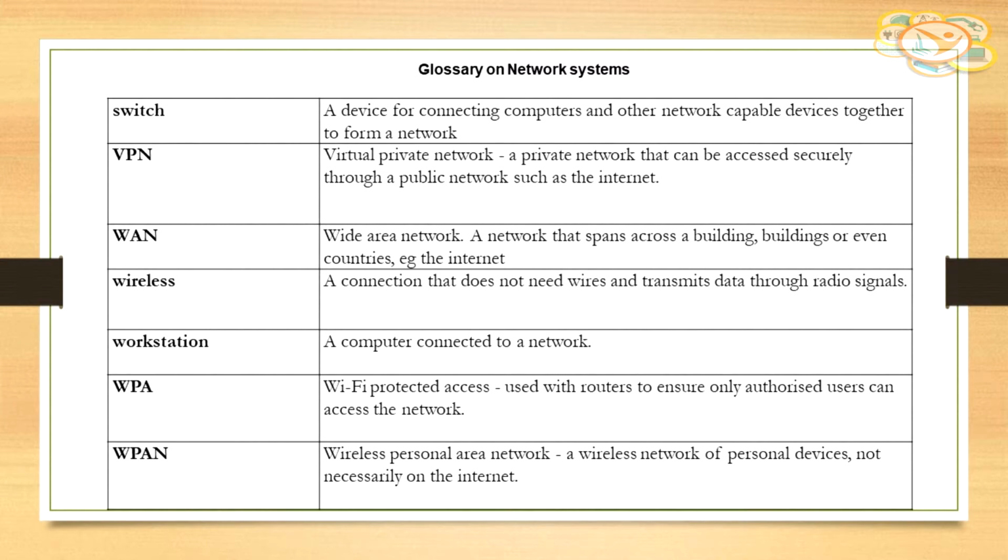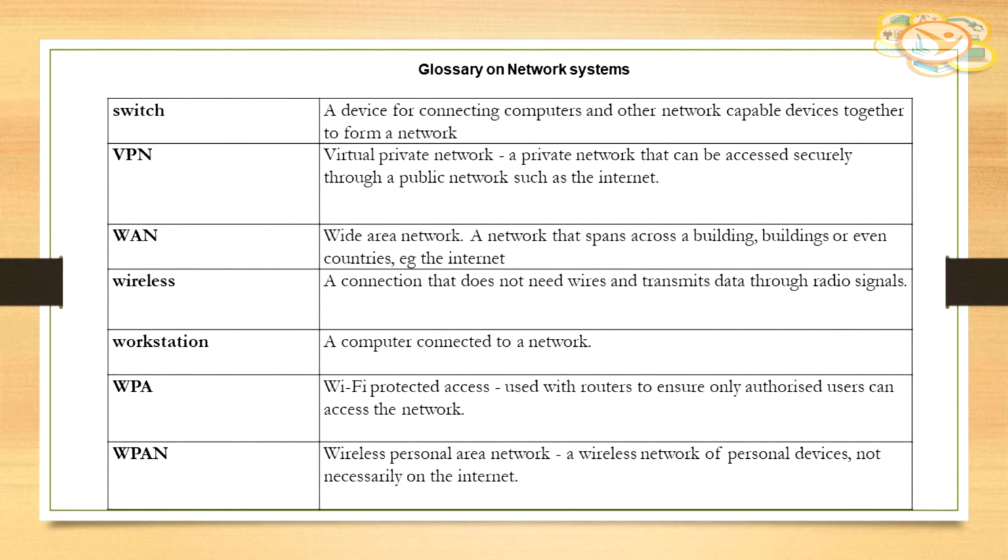VPN, virtual private network, a private network that can be accessed securely through a public network such as the internet. WAN, wide area network, a network that spans across buildings or even countries, for example the internet. Wireless, a connection that does not need wires and transmits data through radio signals. Workstation, a computer connected to a network.